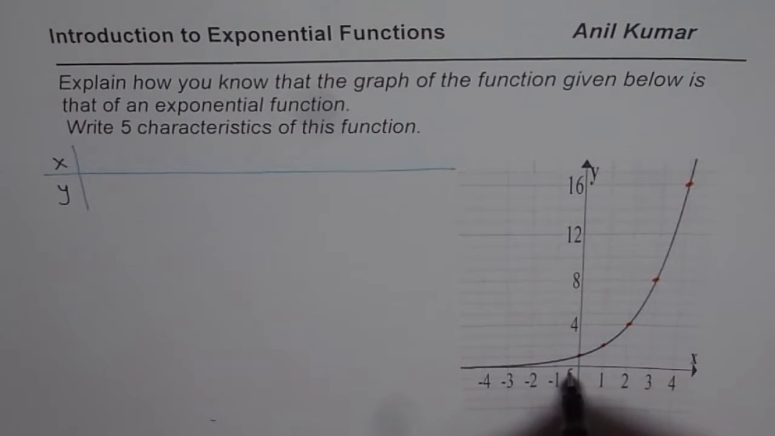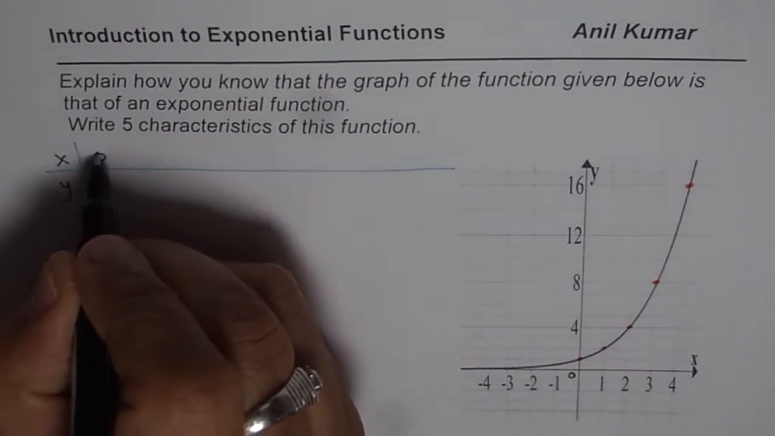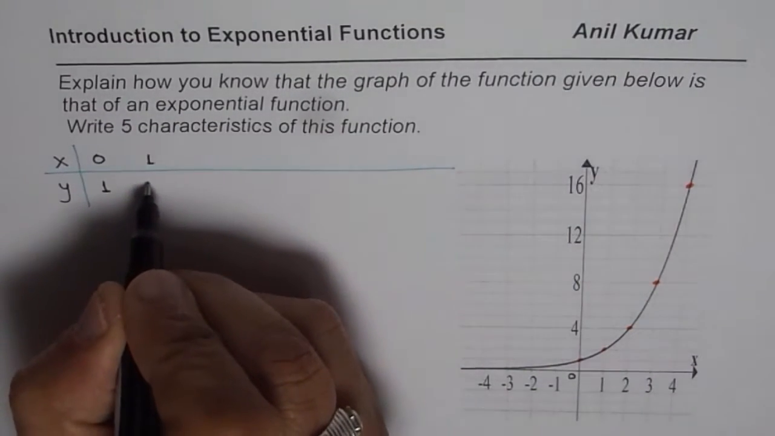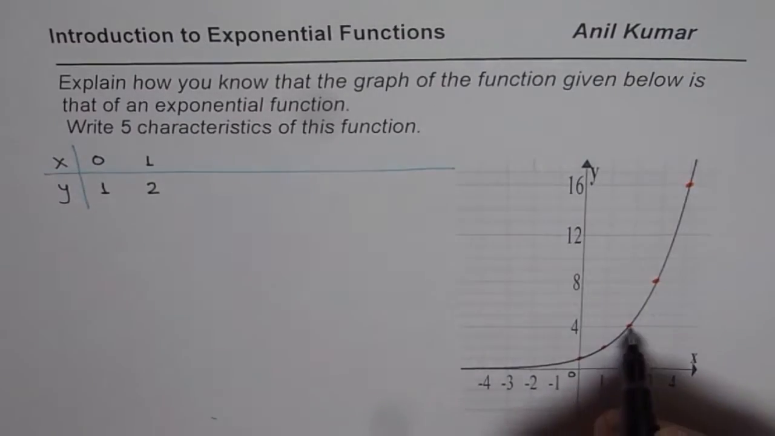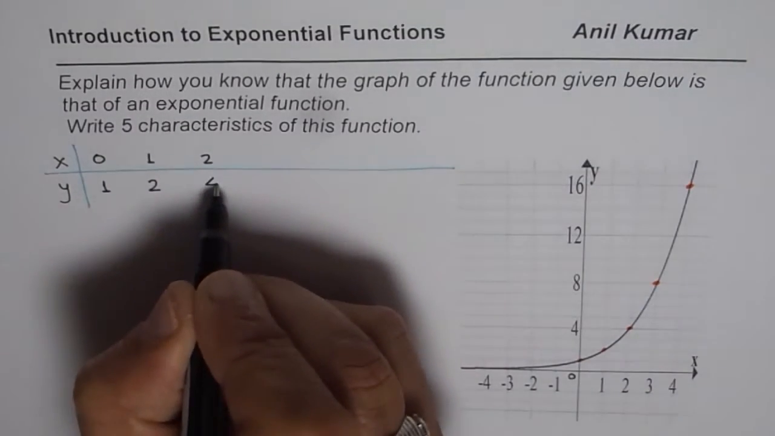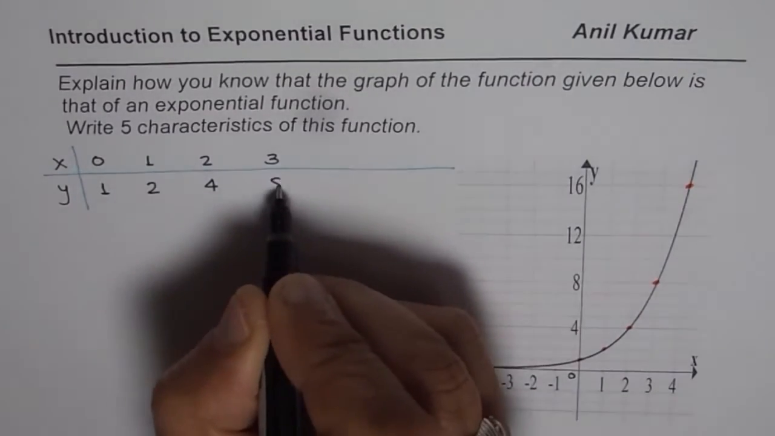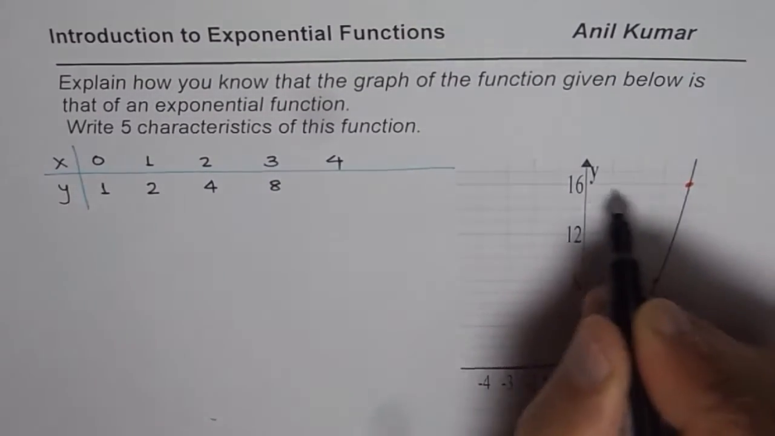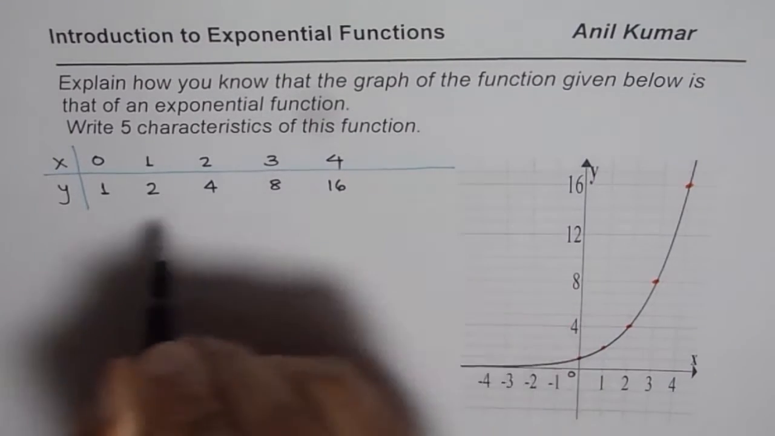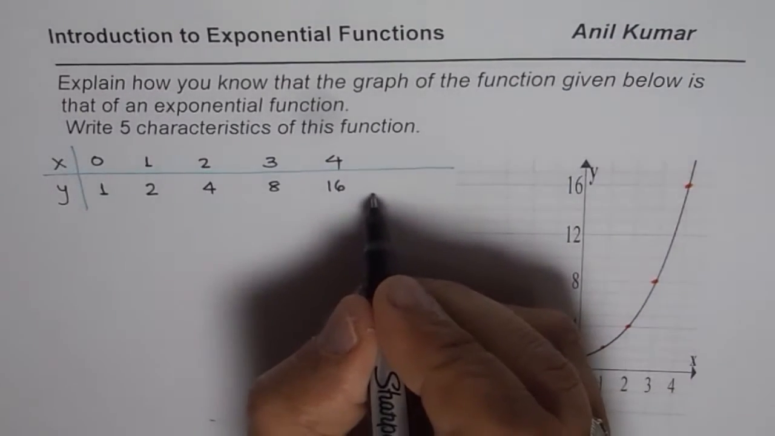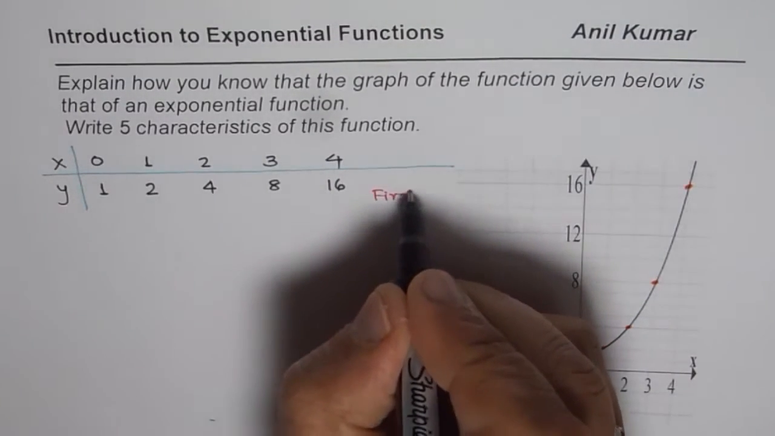So at x equals 0, we have y as 1. At x equals 1, y value is 2. At x equals 2, y value is 4. At 3, y value is 8. At 4, it is 16. So these are the points from the graph itself. And now let us find first difference, right? So let us find first difference.